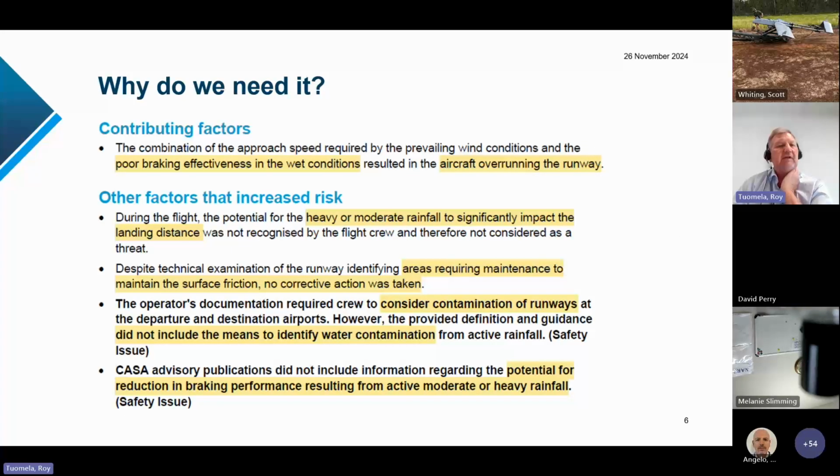And these were some of the findings that were included in the ATSB report. If we look at some of those wordings, there was poor braking effectiveness in wet conditions, aircraft overrunning the runway, rainfall impacts on landing distance, runway maintenance and corrective action, means to identify water contamination, and reduction in braking action from active rainfall. And our GRF implementation is intended to address all of those issues.